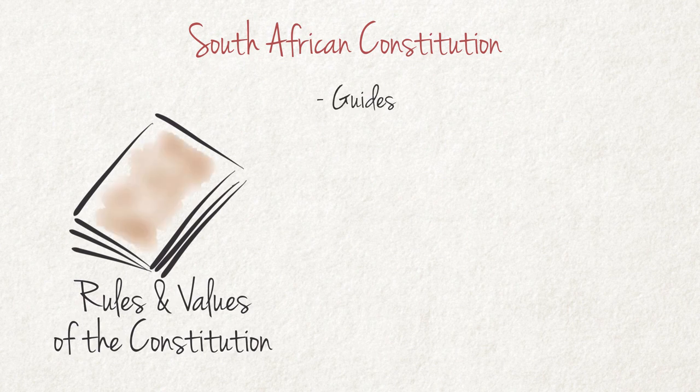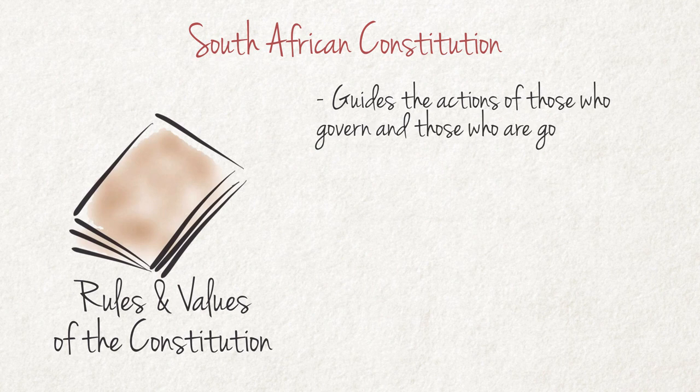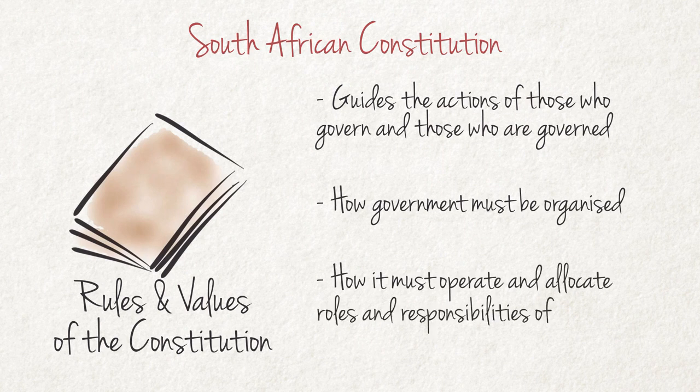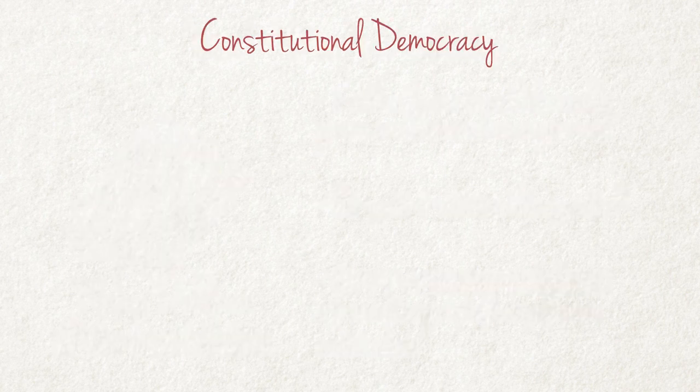The constitution of a country contains a set of rules and values to guide the actions of those who govern and those who are governed. It explains how the government must be organized and how it must operate, and allocates the roles and responsibilities of state institutions. Today, South Africa is what we call a constitutional democracy.